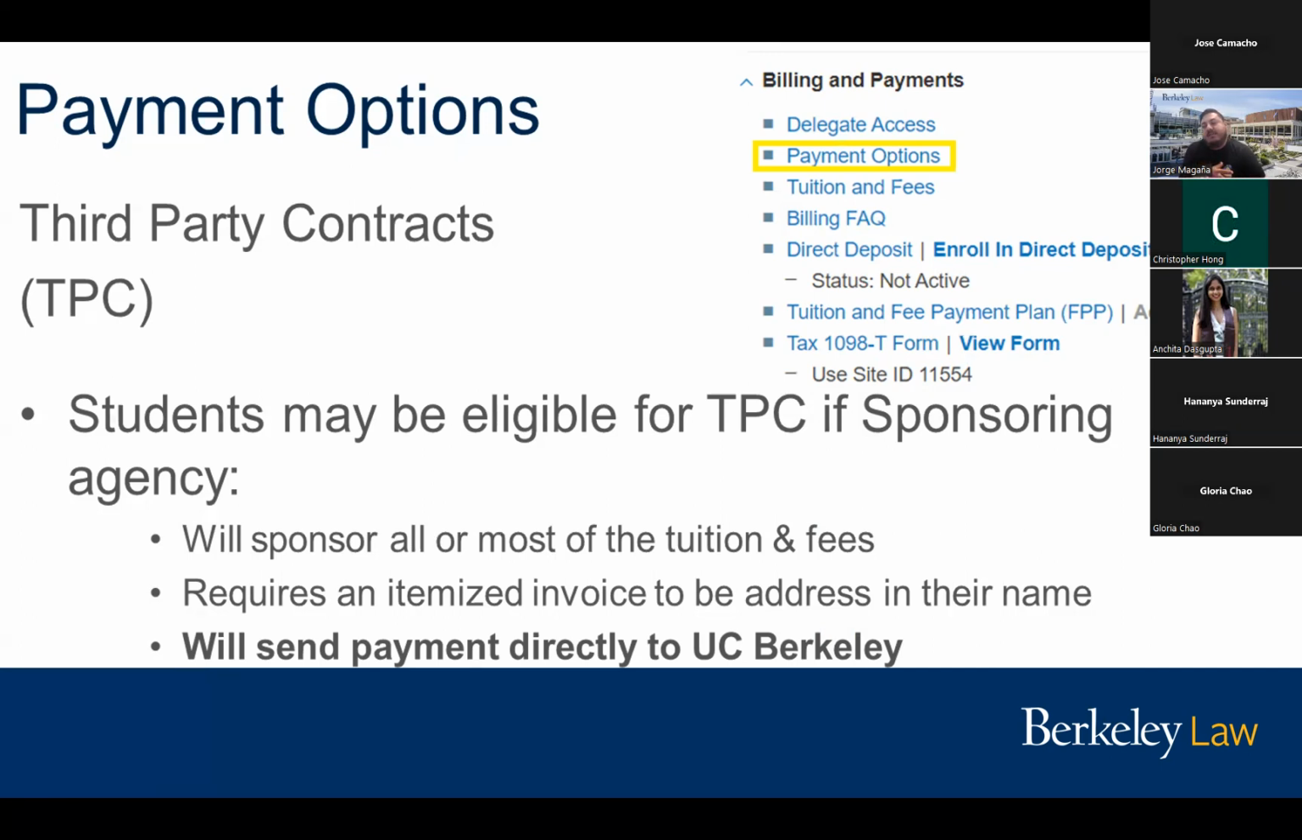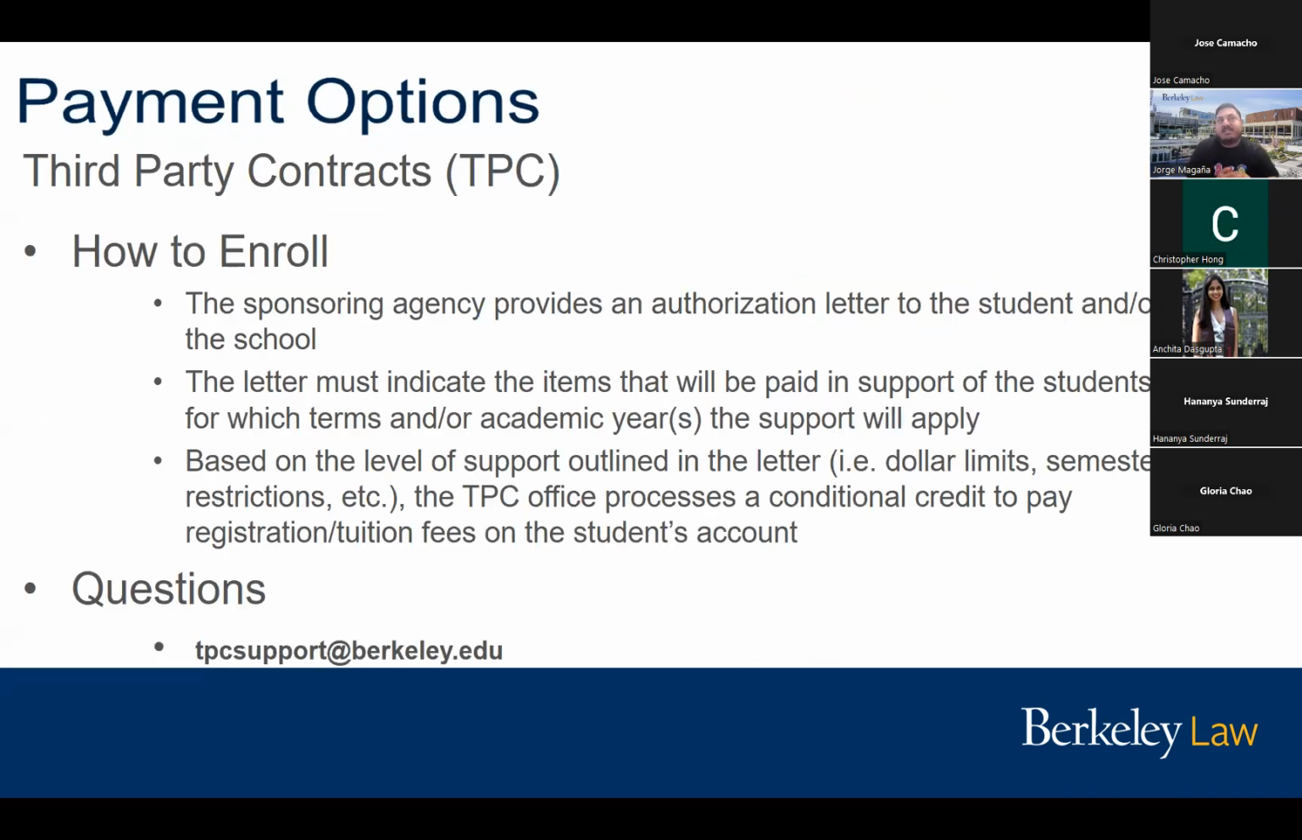They will require an itemized invoice that you can get from us. And then they send the money directly to UC Berkeley. So as a student, you don't see the money, it doesn't go to your bank account at all, and you don't have to make any payments. The TPC, the third-party contract, the sponsoring agency directly makes payment to Berkeley. And again, just look at payment options. How to enroll in TPC.